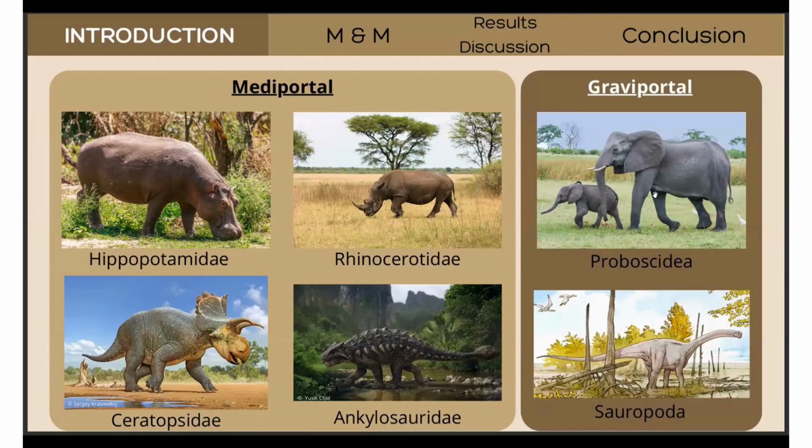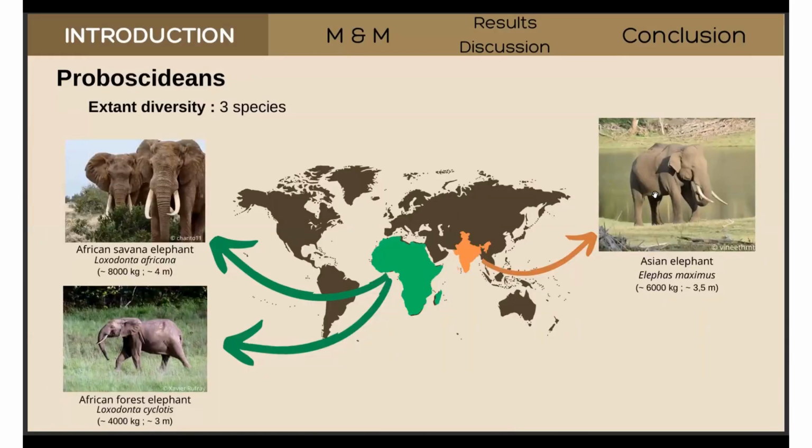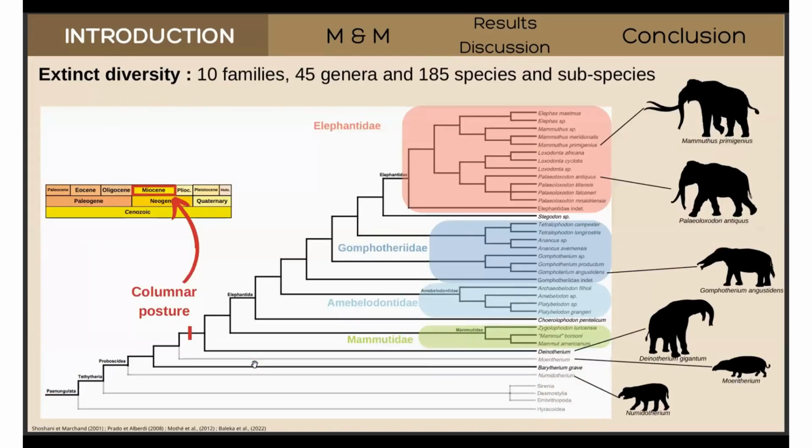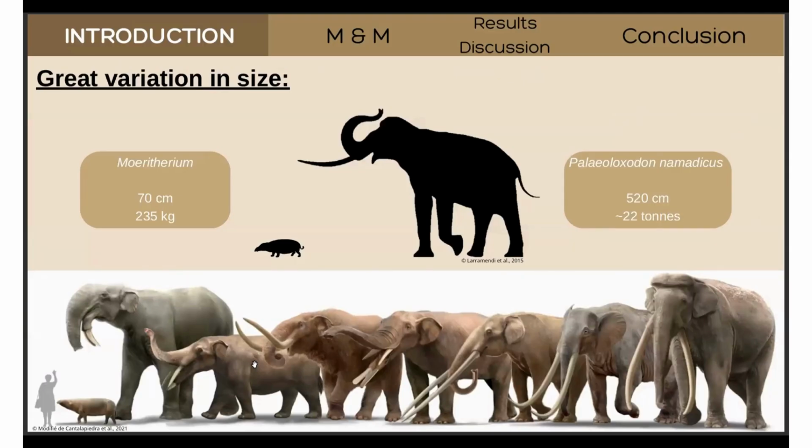Today the diversity of proboscideans is relatively small, with only 3 species, 1 in Asia and 2 in Africa. But the fossil record is much richer, with around 10 families, 45 genera, and 185 species and subspecies described. This group is characterized by a great variation in size and body mass, with the first representative being relatively small. You have here the example of Moeritherium, compared to the largest size estimation that has been made for a proboscidean, which is Palaeoloxodon namadicus, which is pretty tall and pretty heavy. And there are also several cases of insular dwarfism within this clade.